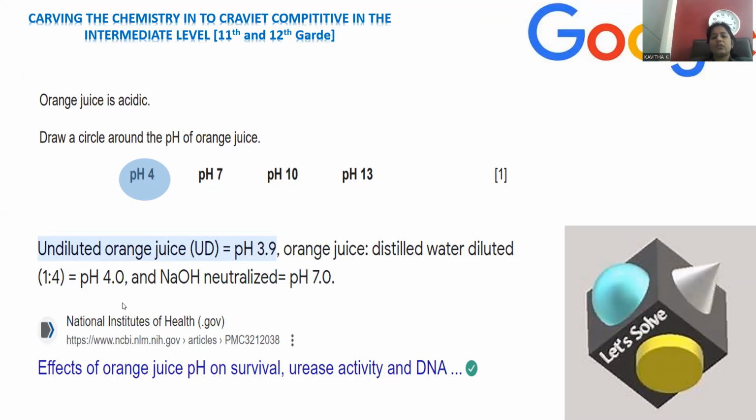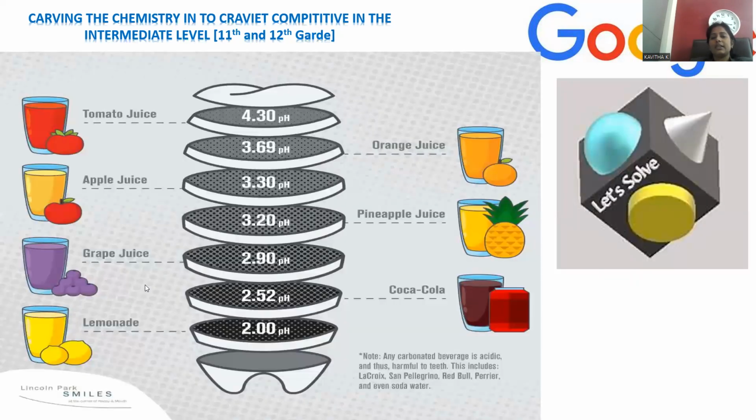Orange juice diluted with distilled water may have pH 4. And the sodium hydroxide one is neutralized. If you are neutralizing, a neutral solution is always accompanied by pH 7. So pH 4 is the correct answer for what? Orange juice, right? So this is the entire table you can notice. Some solutions were taken, and a strip of pH paper is inserted into these juices so that you can understand which juice has what pH, right?